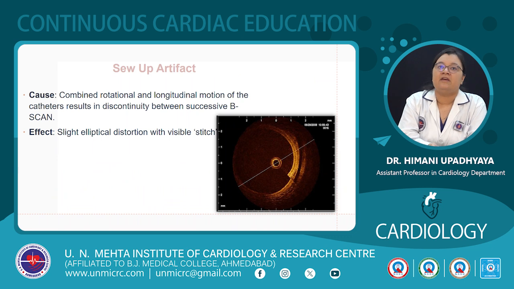Now let's see the artifacts in the OCT run. The first one is SUOP artifact. It is caused by combined rotational and longitudinal motion of the catheter that results in discontinuity between successive B scans. So it visualizes as slight elliptical distortion with a visible stitch, as we can see in the image.